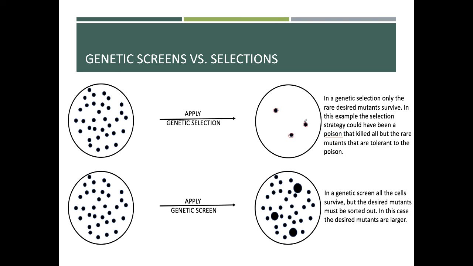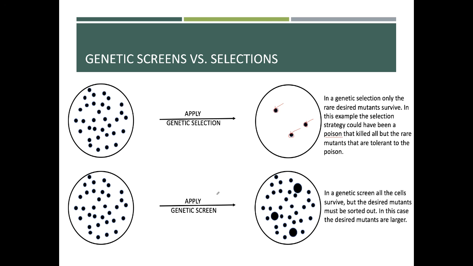These 3 mutants here have something in them, some kind of rare mutation in them that allows them to survive. All of these other ones that didn't survive, they didn't have the mutation that we're interested in. They didn't have the mutation in them that would allow them to survive. So a genetic selection is very useful because it quickly identifies the mutants that you're interested in studying.